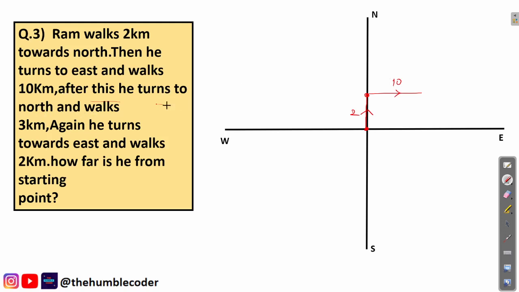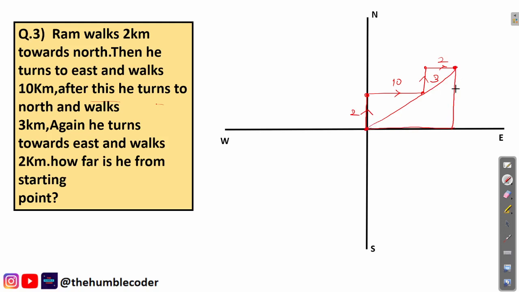After this he turns to north and walks 3 kilometers again. So he is at this position and then he turns to north and walks 3 kilometers. Again he turns towards east and walks 2 kilometers. So from here he turns to east and walks 2 kilometers. How far is he from the starting point? So basically we have to find this distance. So now let us try to create the triangle first. So if I create this line, this is the triangle that we will have. You can see that this is the triangle that we have created.